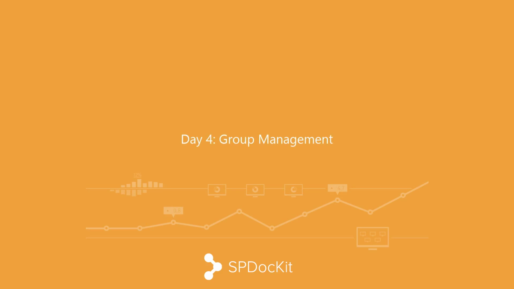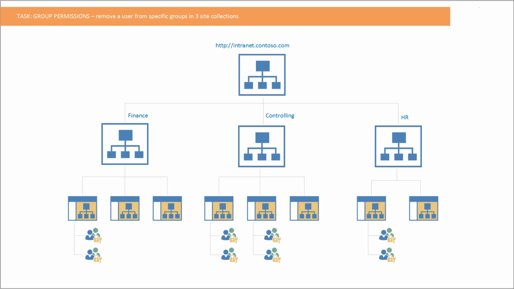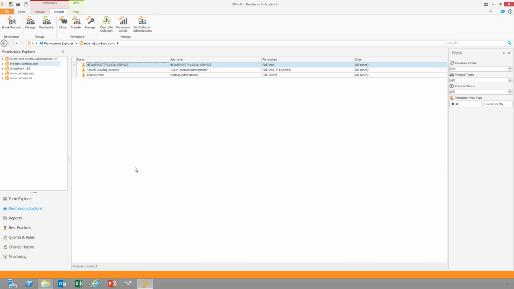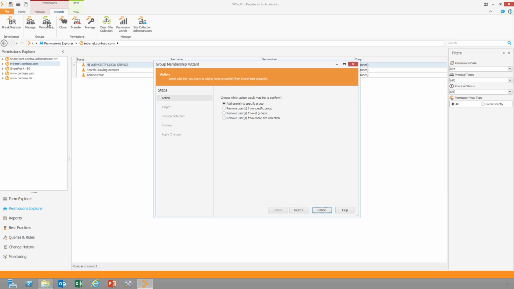Day 4. Group Management. Garth has been tasked with removing Katie from a number of groups in 3 site collections. Here is how one of the built-in wizards can help him achieve this task. Start the wizard by clicking on the membership icon on the wizard's ribbon. Choose the action. In this case, we need to choose Remove User from all groups.